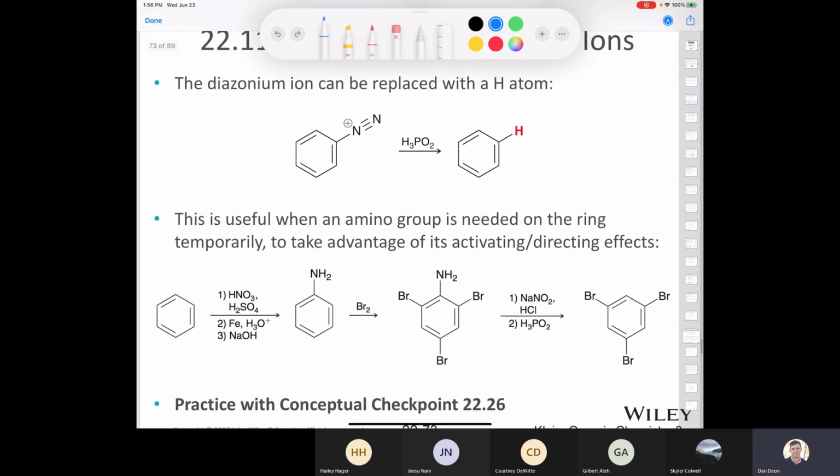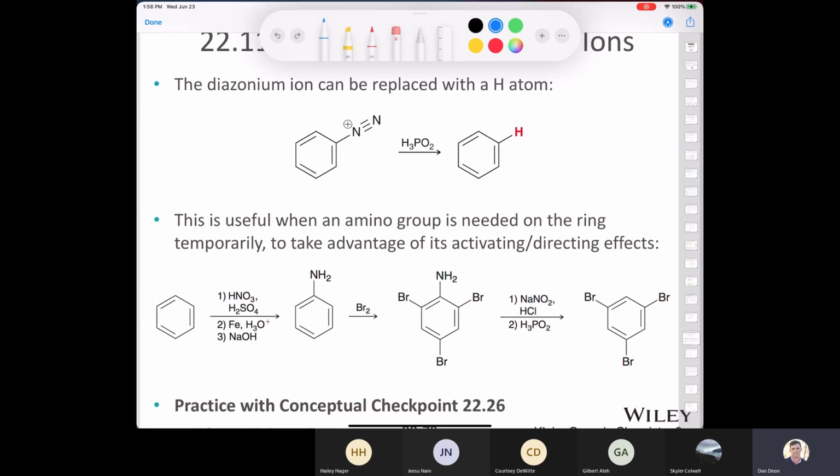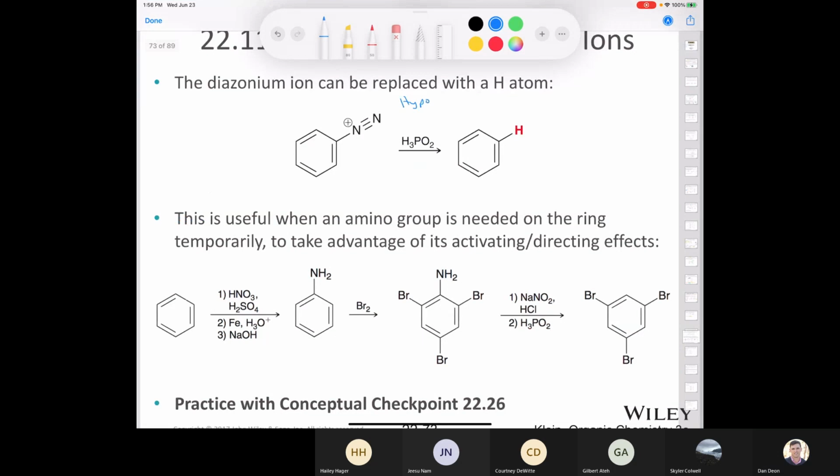The last kind of reaction that we learn in this chapter for which you use a diazonium ion, and you're not making a diazo compound anyhow, is to use this acid. So this is called hypophosphorus acid, H3PO2.